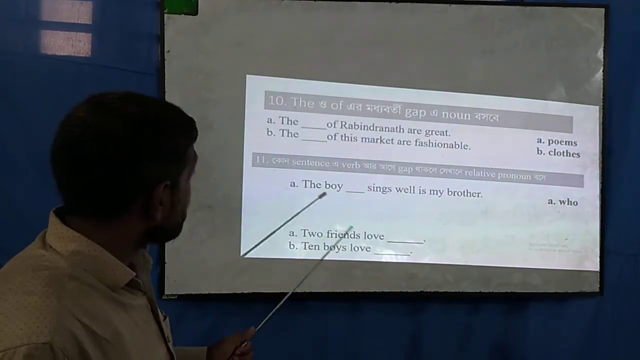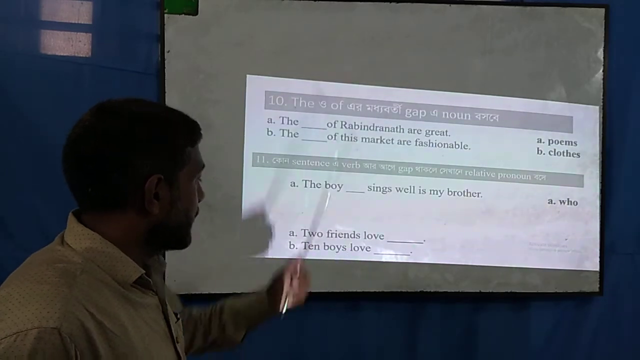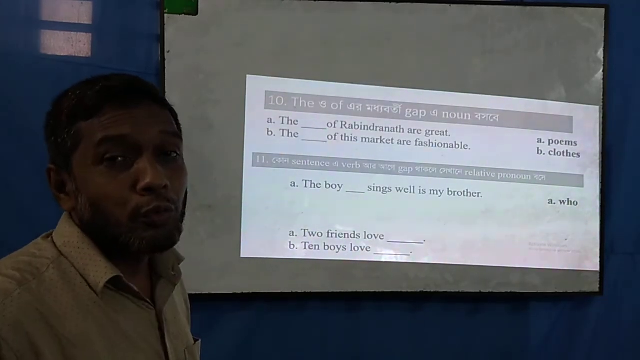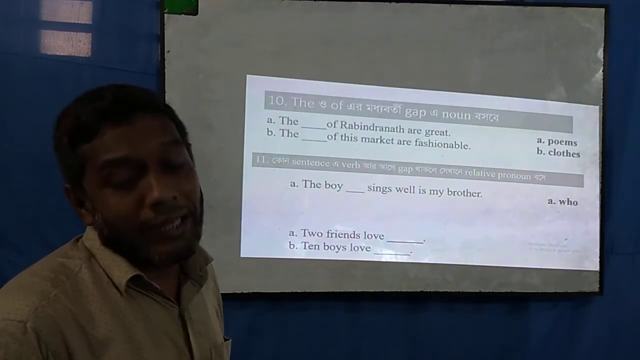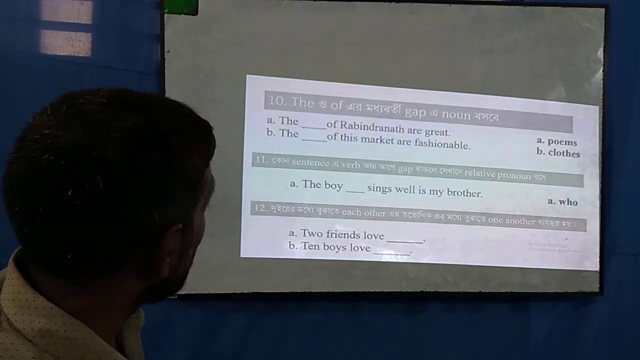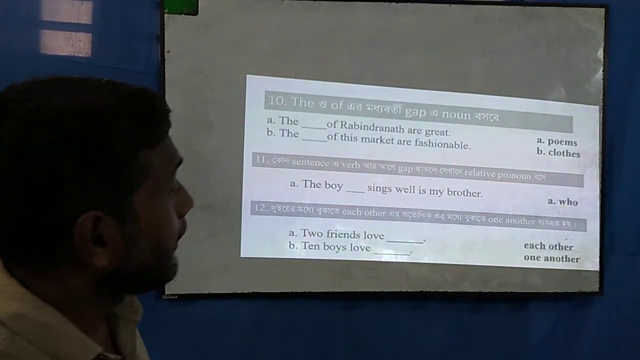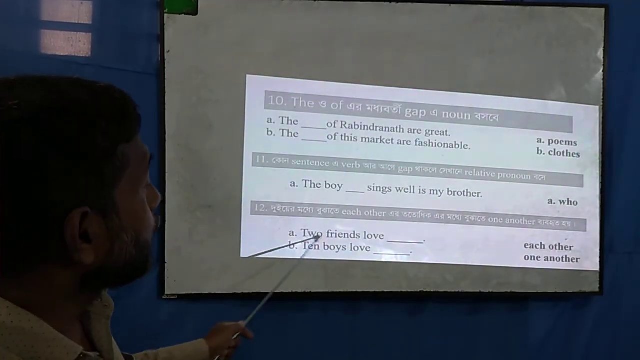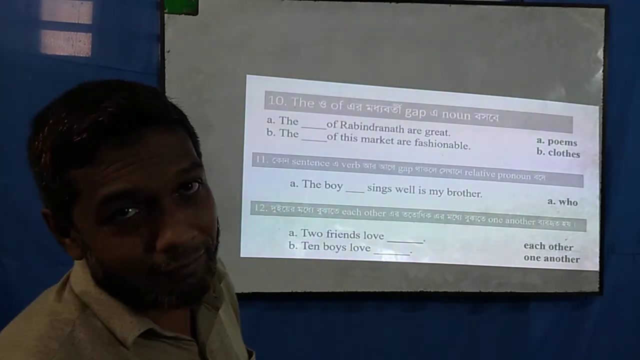So another one, 2 friends laugh, 10 boys laugh. You know, between 2 we use each other, and more than 2 we use one another. It is very easy, I think you know. To indicate between 2, each other is used, and among many, one another is used. So 2 friends love each other, 10 boys love one another.